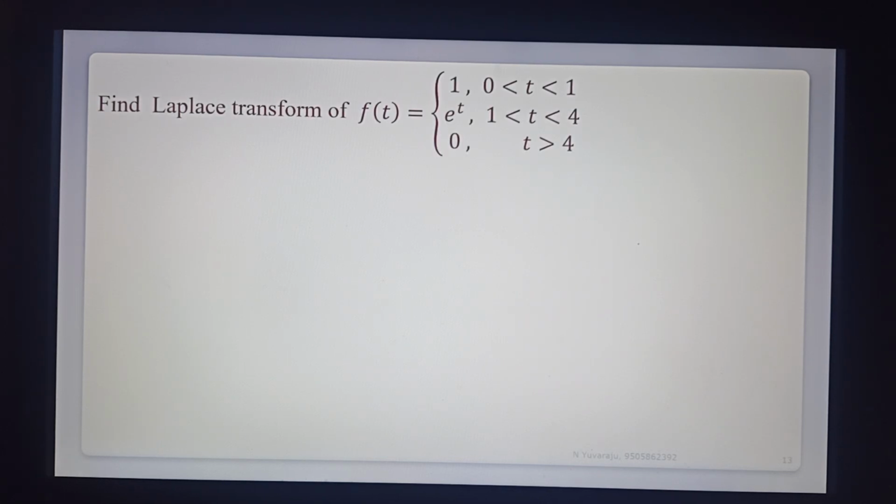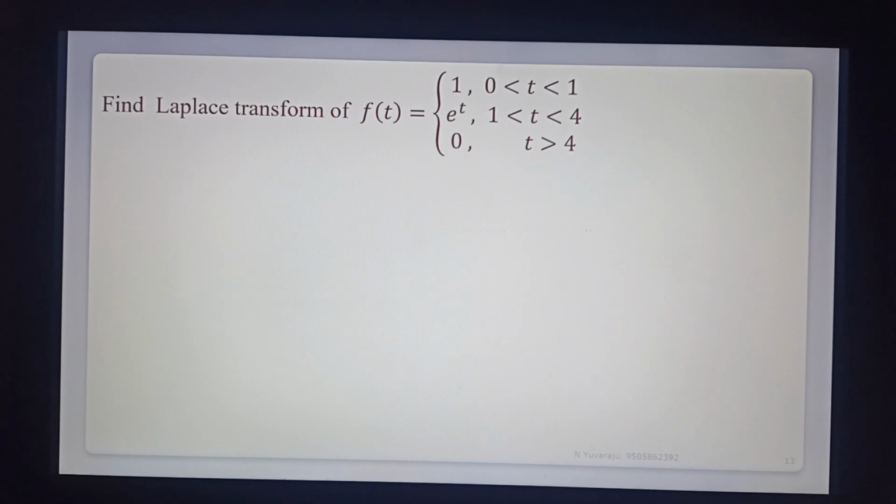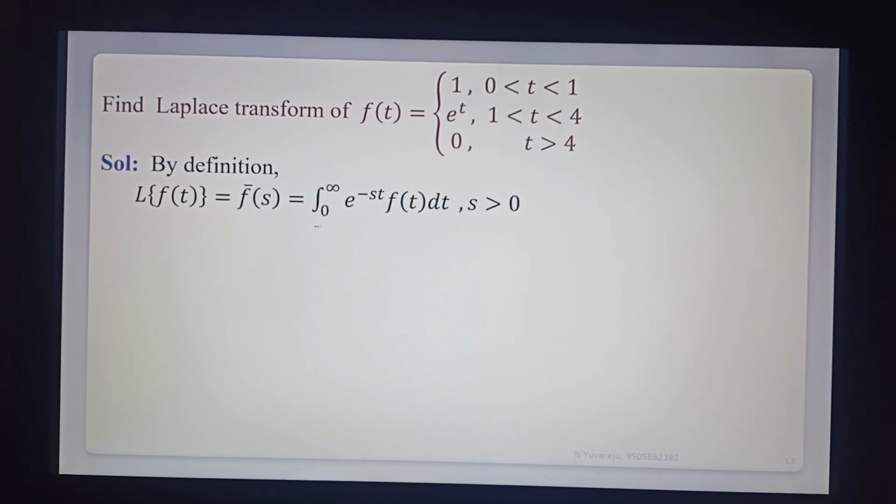So next problem, find the Laplace transformation of the given function f of t. So here the given interval is 0 to infinity. So that 0 to infinity can be divided into 3 sub-intervals, that is 0 to 1, 1 to 4, 4 to infinity. So the integration is also separated over each interval. So by definition, this is the Laplace transformation of the given function f of t. Okay, so the integration is also divided into 3 intervals: 0 to 1, 1 to 4, 4 to infinity.